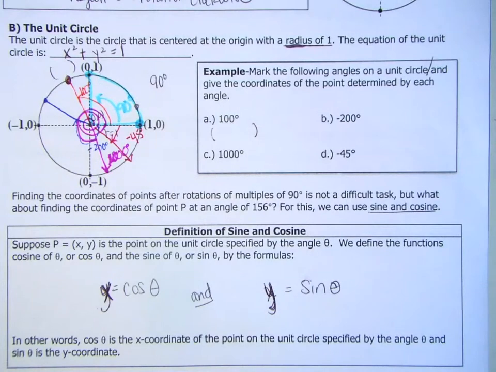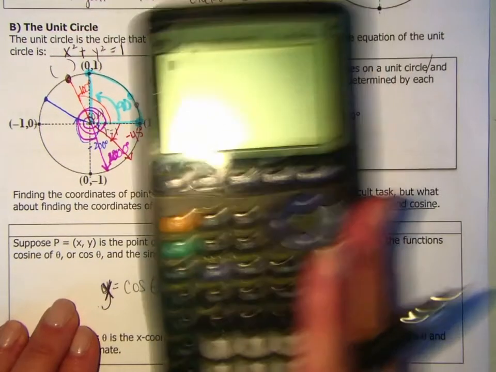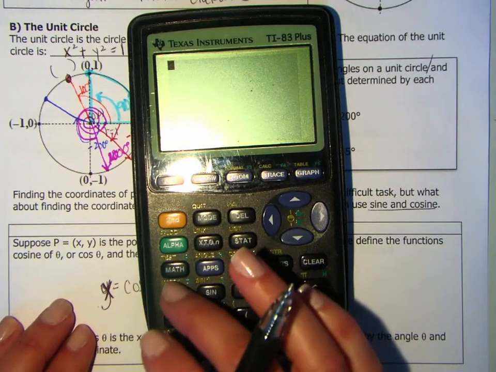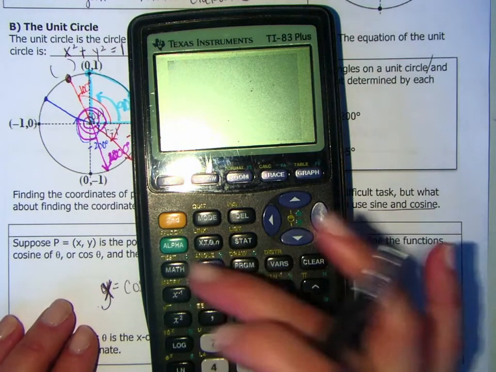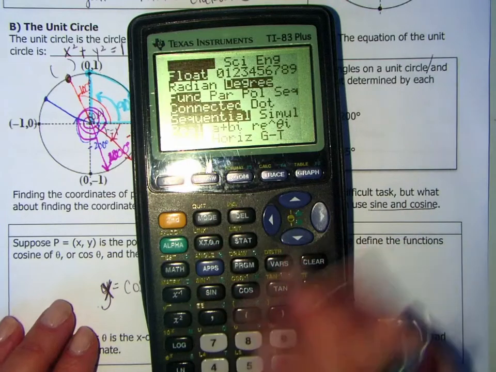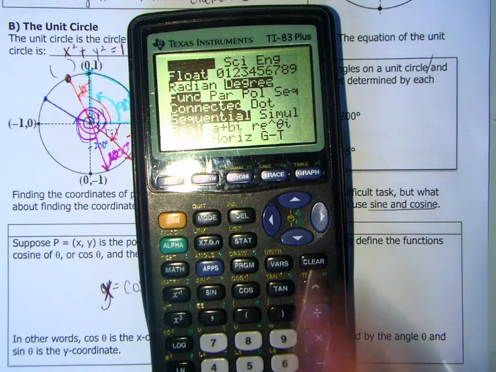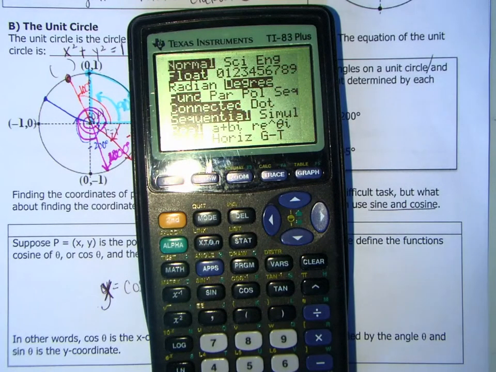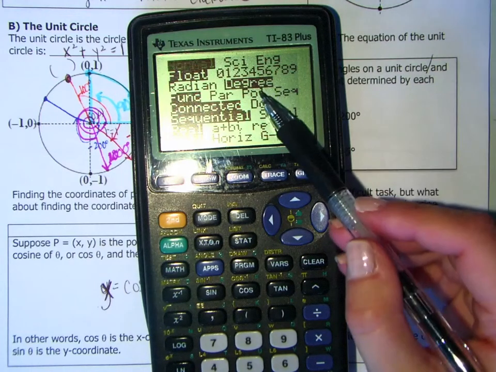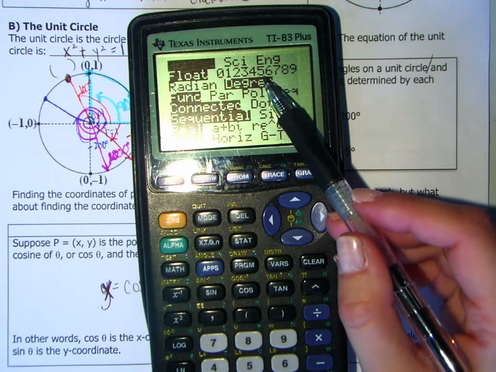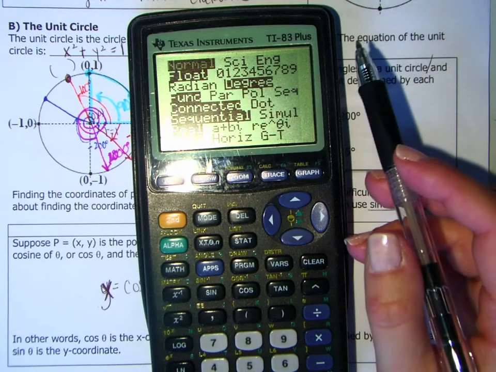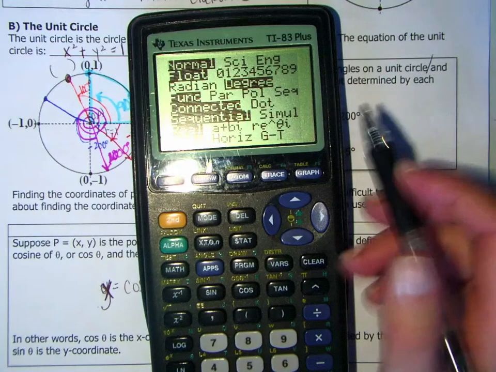One quick thing though. Make sure that your calculators are in the correct mode. So go to mode on your calculators. Make sure that you are right now in degree mode. If it's in radians, you are not going to get the correct answer. Make sure that you are in degree.